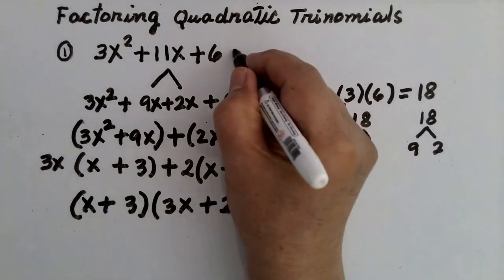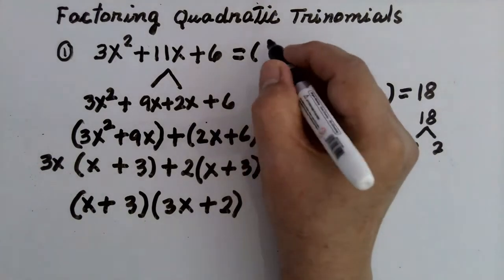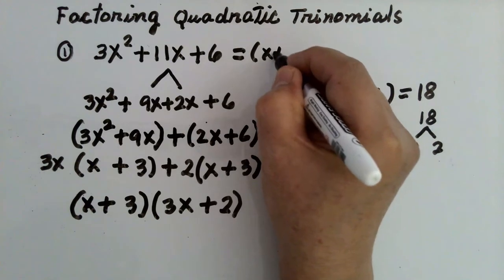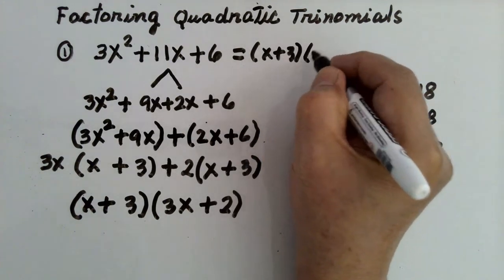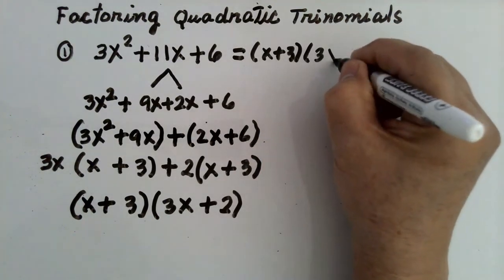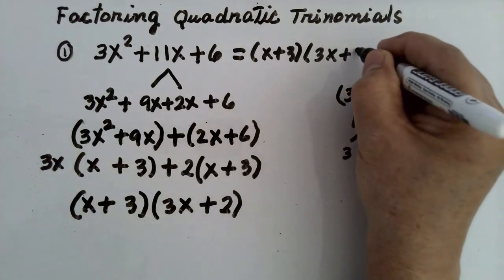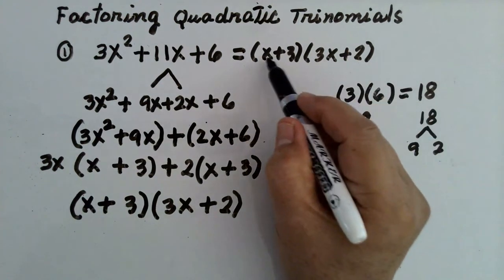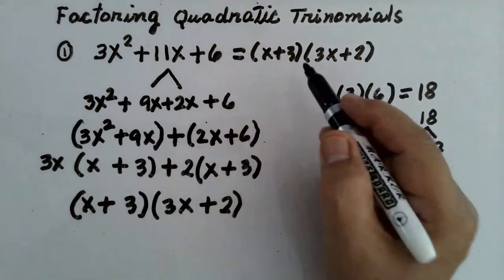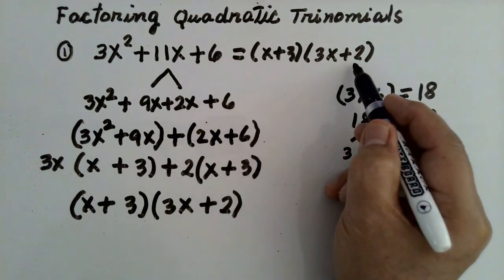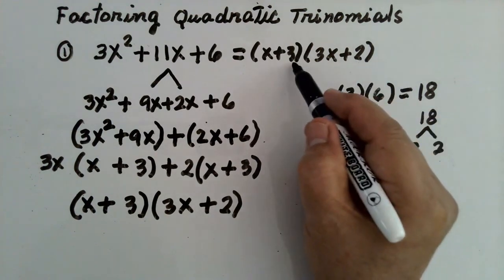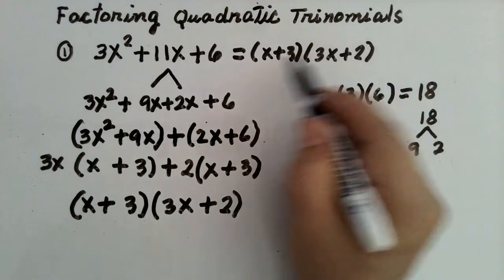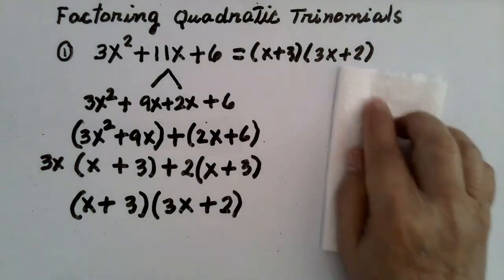These are the factors of 3x squared plus 11x plus 6: x plus 3 and 3x plus 2. Let us check. x times 3x, 3x squared. This is 2x plus 9x, 11x. 3 times 2, 6.